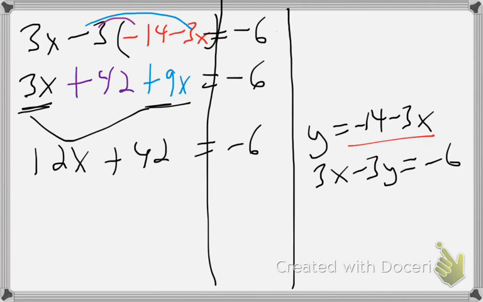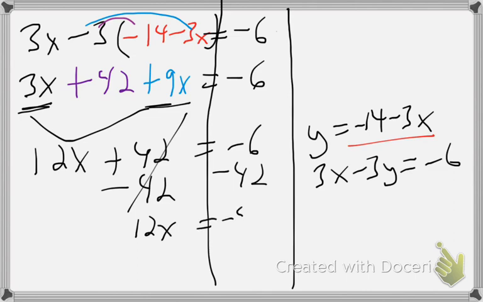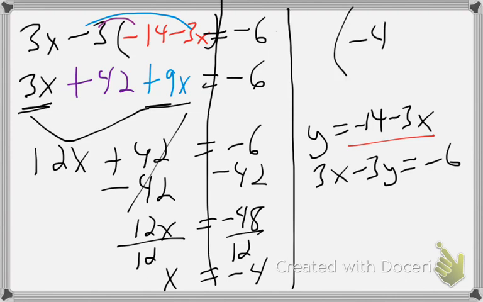Then we go to our SADME. Subtract 42, subtract 42. 12x is negative 48. Divide by 12. X equals negative 4. So I know my answer, I'll write in the top right again, is going to be negative 4 comma something. What's that something?